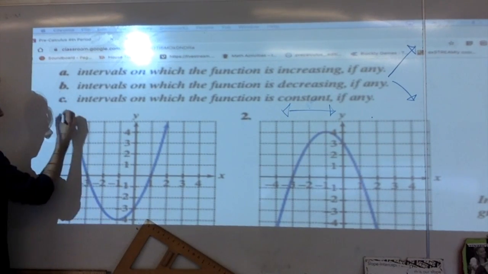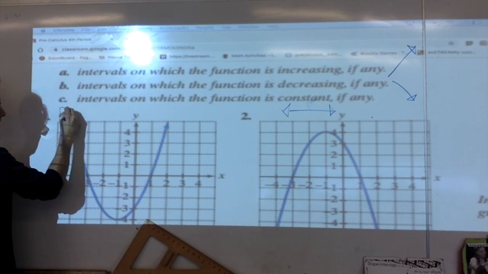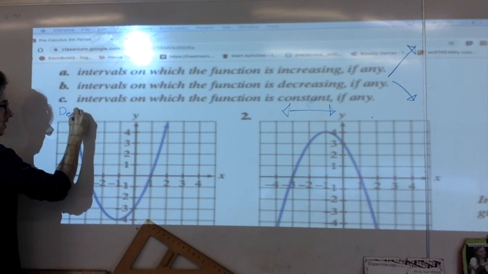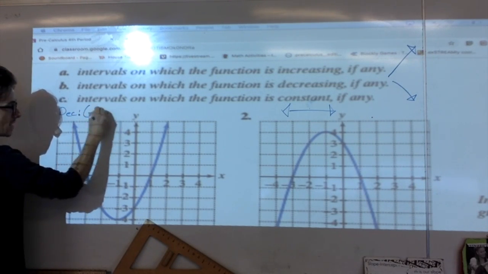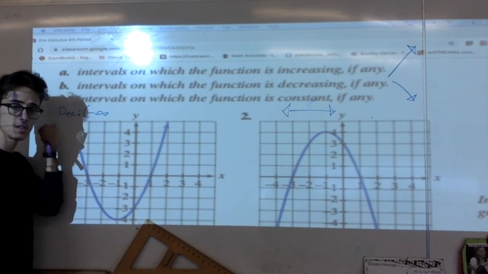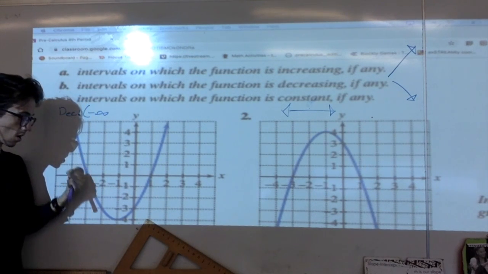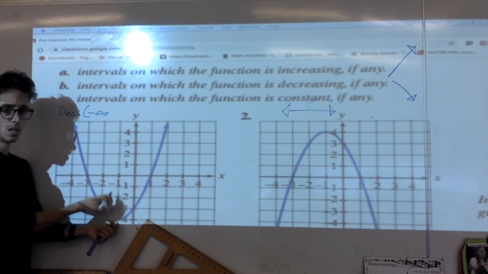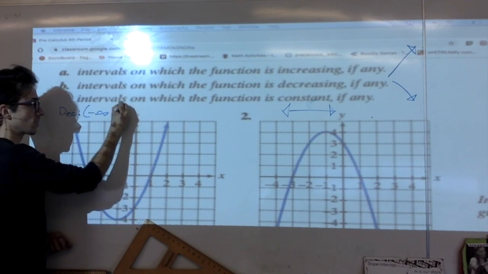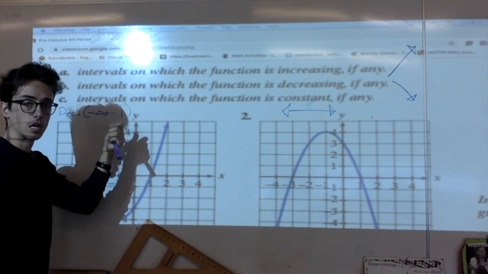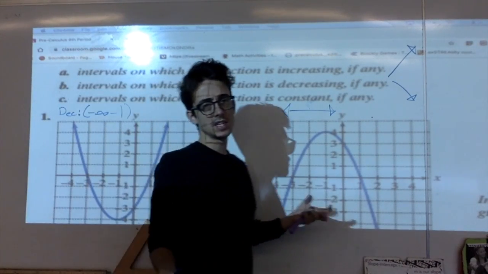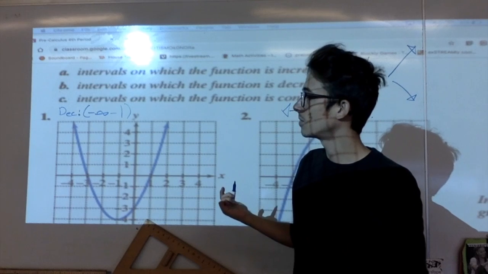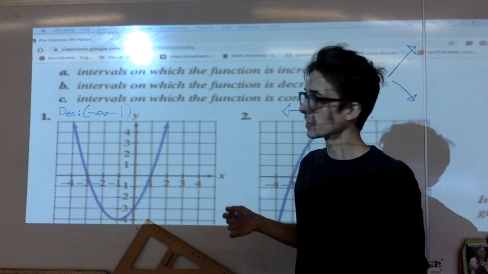So we could say that from negative infinity, so way out here to the left, it's decreasing all the way to -1, because this is the x value. So we say that it's decreasing from negative infinity to -1. We don't have to worry about brackets here too much. I think they may come up on some of the later problems, but that's okay.